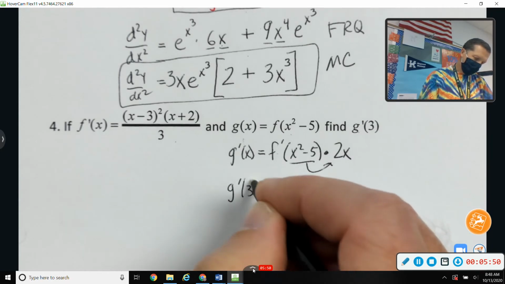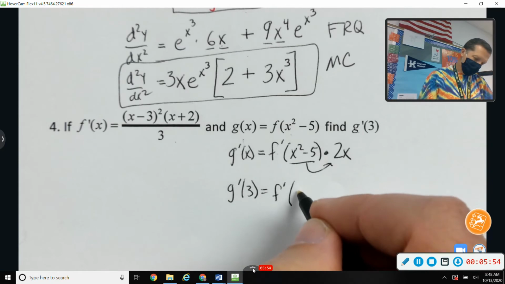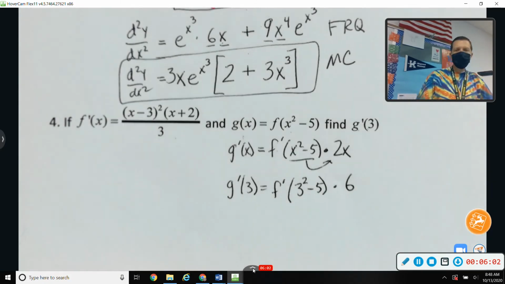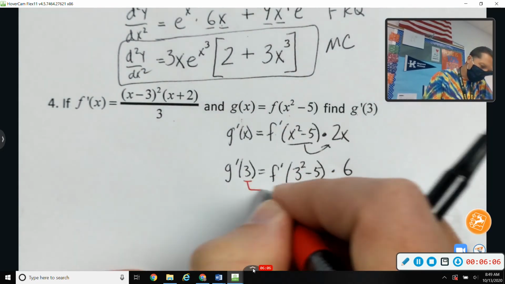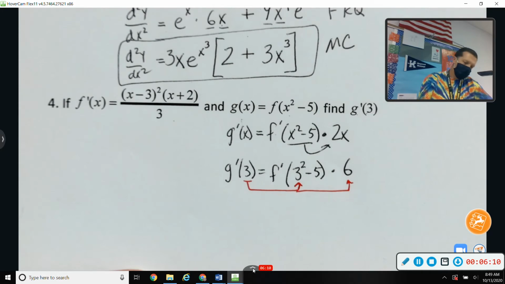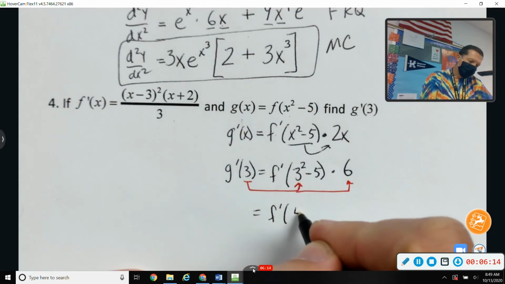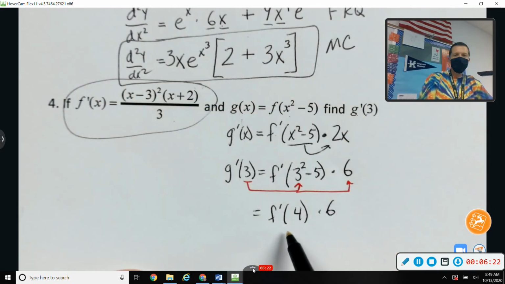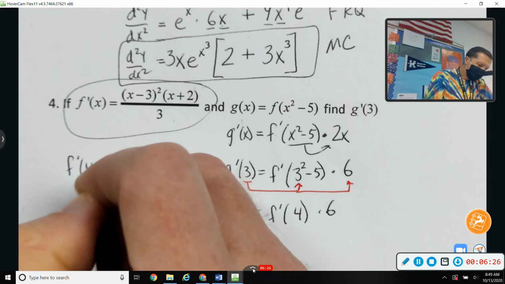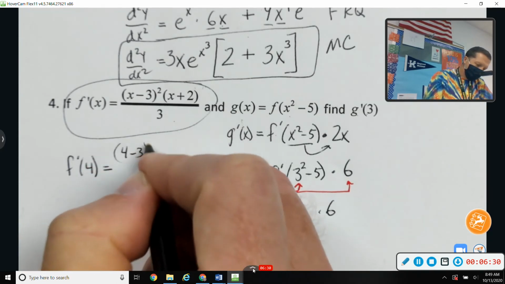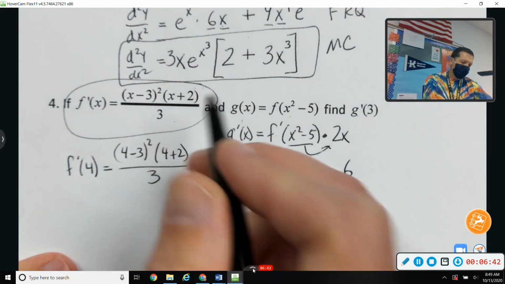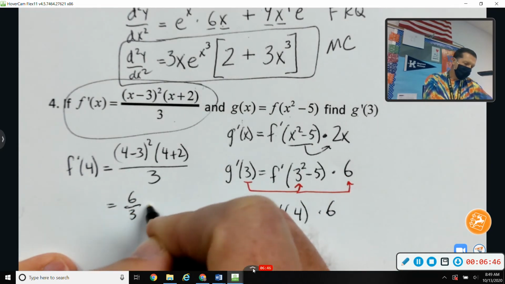So G prime of 3 means F prime of, let's see, I'm plugging in 3. 3 squared minus 5 times 2 times 3 is 6. Right? Because that just means wherever there was an x, we put in 3. So F prime of 4 times 6. And now I understand why they gave me this mess, because they wanted me to find F prime at 4. So F prime at 4 looks terrible, but I think it turns out to really not be all that bad. Plug in 4 for x everywhere. There's the nice one. 4 minus 3 is 1. 1 squared is 1. 4 plus 2 is 6. Over 3 is 2.